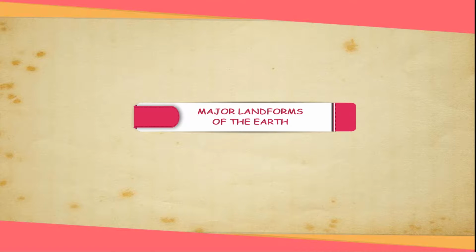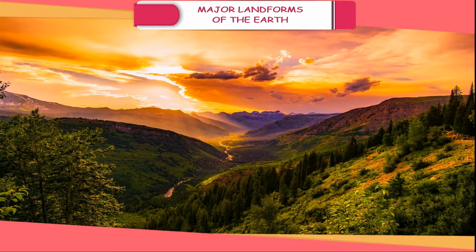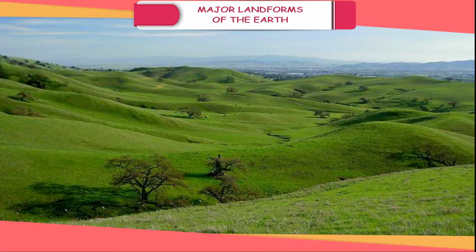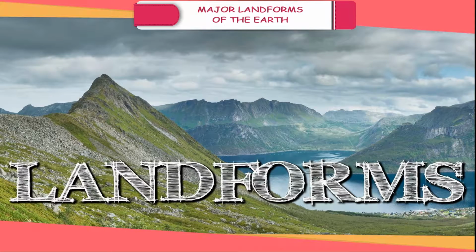Major landforms of the Earth. A landform is the natural feature of rugged, raised land or depressed land like the mountains, hills, valleys and plateaus, etc. These landforms are made by two processes.